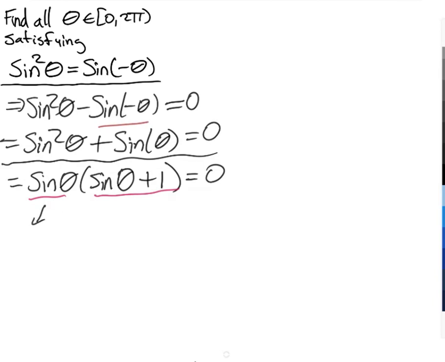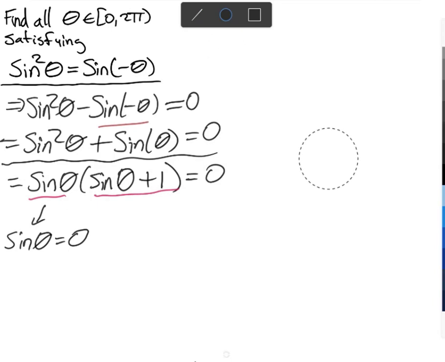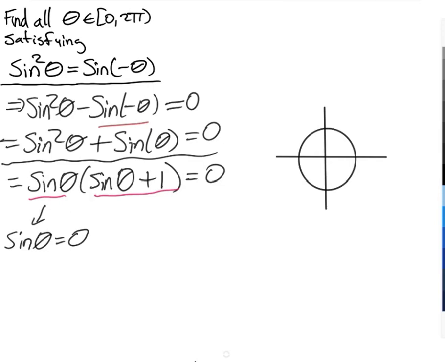So our first case is sine of theta equals 0. To figure out what theta satisfies this particular factor, we want to think back to the unit circle. If we have our unit circle, we will remember that sine of theta happens to be the y-coordinate on the unit circle. So we want sine of theta to be 0. This means that the y-coordinate must be 0.